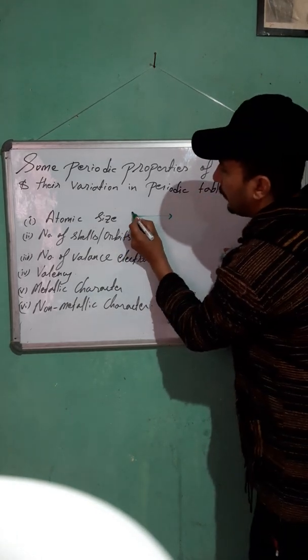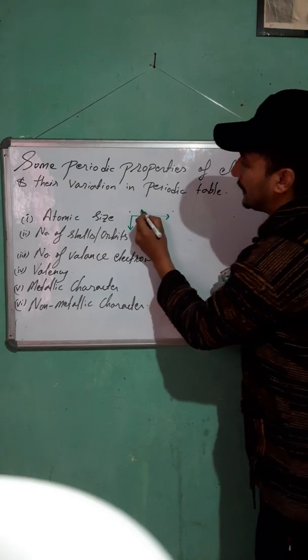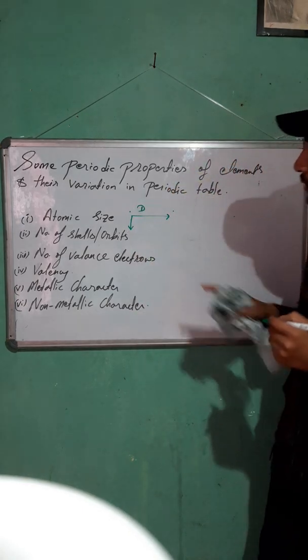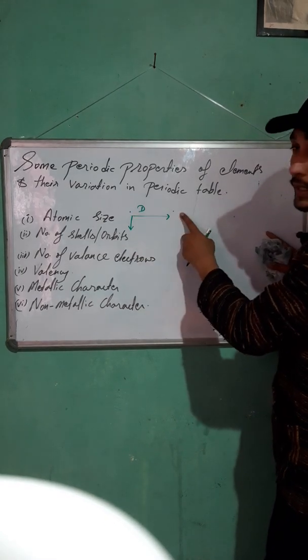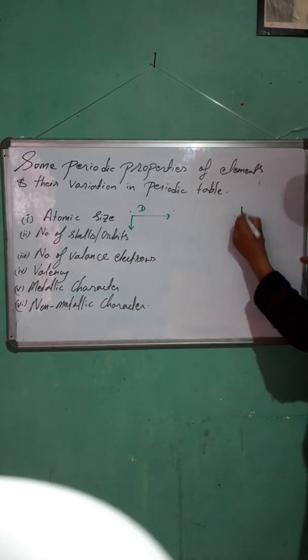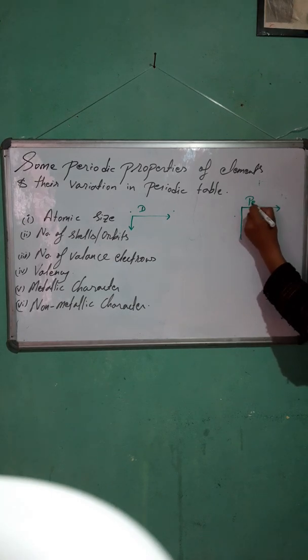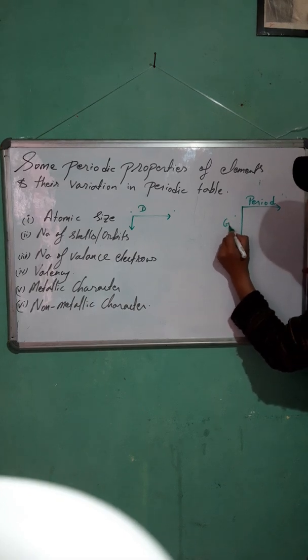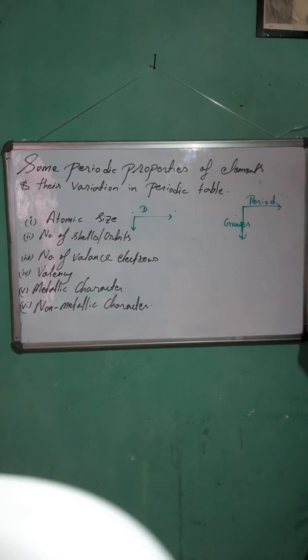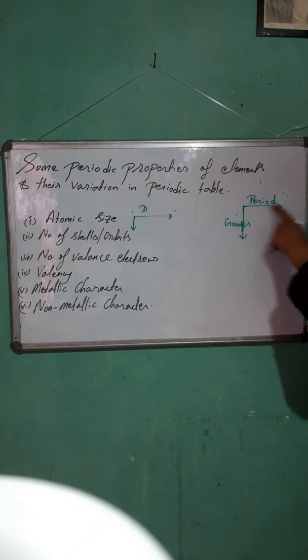When you move from left to right along a period, it decreases. D means decreases. This arrow shows from left to right along a period. And this vertical arrow shows groups, and the horizontal arrow shows periods. This arrow indicates from left towards right, and this arrow shows from top to bottom.